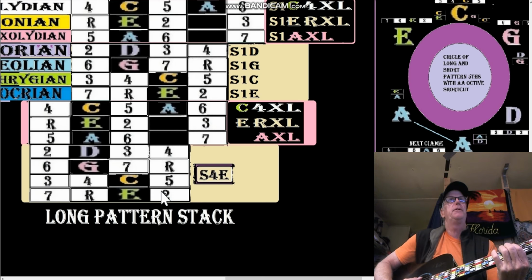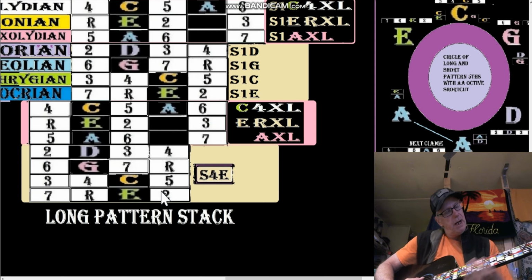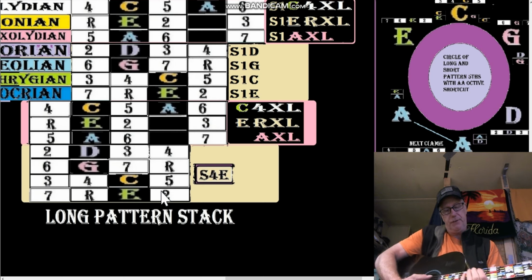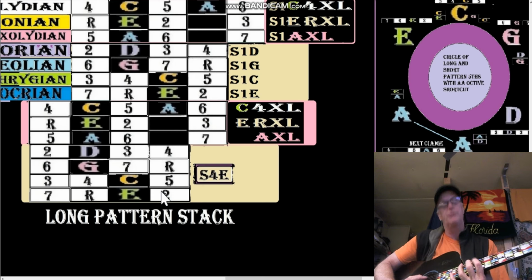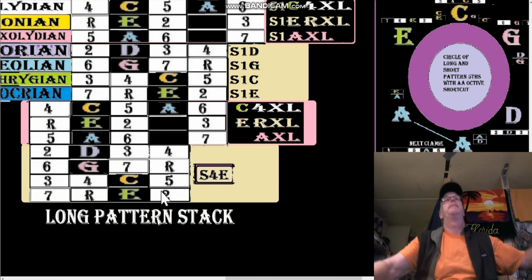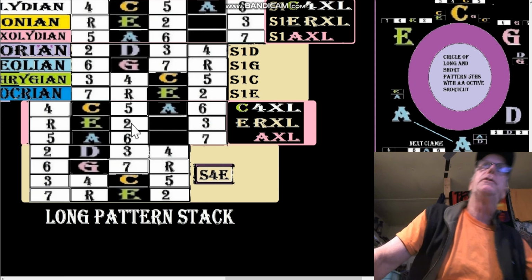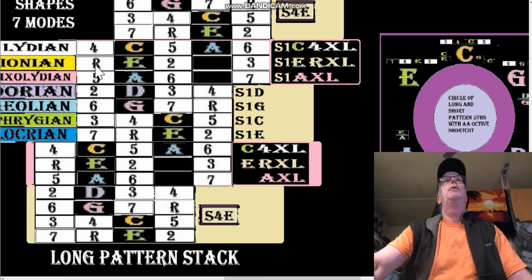Starting from the 7, it would be 7, root 2. Actually, I'm going to do it in the key of C, so it would be up here. 7, root 2, 3, 4, 5, 6, 7, root 2, 3, 4, and then 5, 6, 7 has to be warped up, and then root 2, 3. So you get all that in one riff in 6 strings. No matter where you start, you just go up 6 strings.